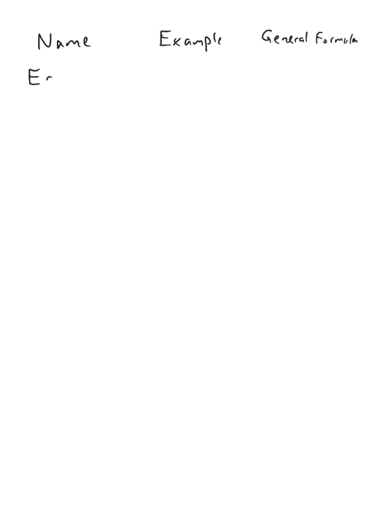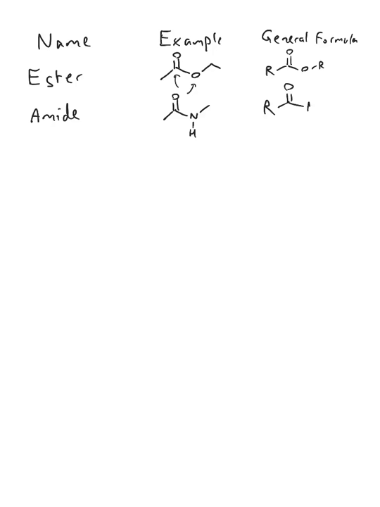We have the ester. An ester would be a carbonyl coordinated to an alcohol. Notice the oxygen has carbons attached to it, general formula being R, O, O, R. You have the amide. Notice that it is a carbonyl with an amine, makes an amide.